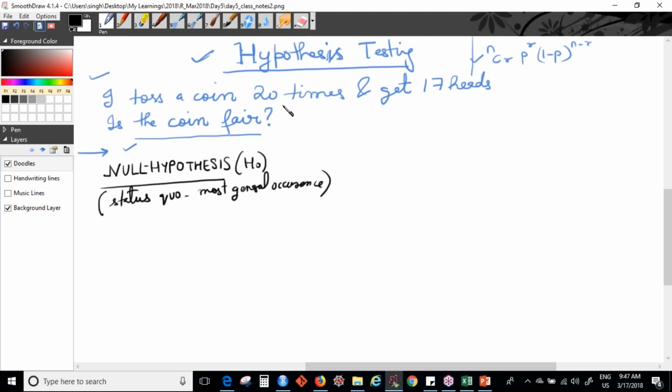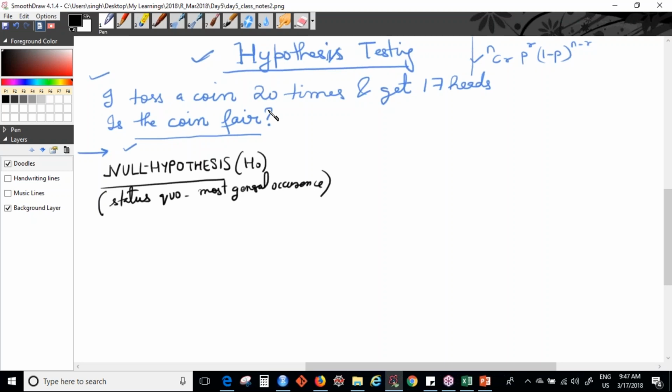So hypothesis testing is a concept which helps you answer questions like this. Whenever you have a yes or no question, hypothesis testing helps you answer it. So how do we test a hypothesis? We start with an assumption which is known as null hypothesis, or H naught, and very often or almost always your null hypothesis will be the status quo or the most general occurrence. So what is the most general occurrence?